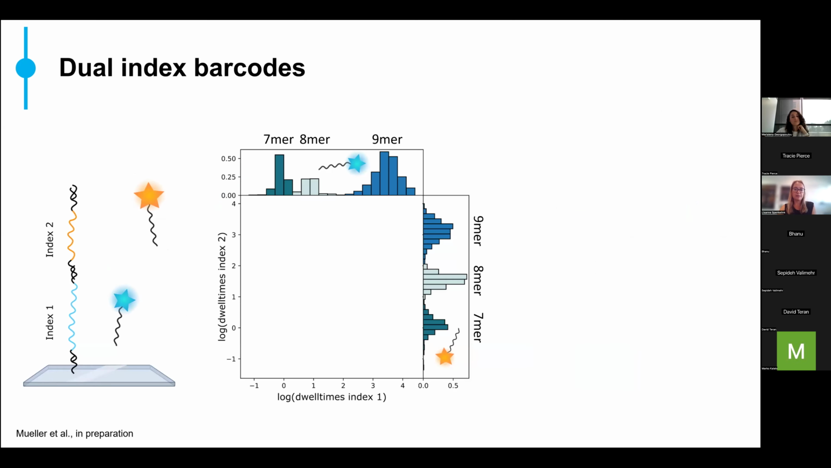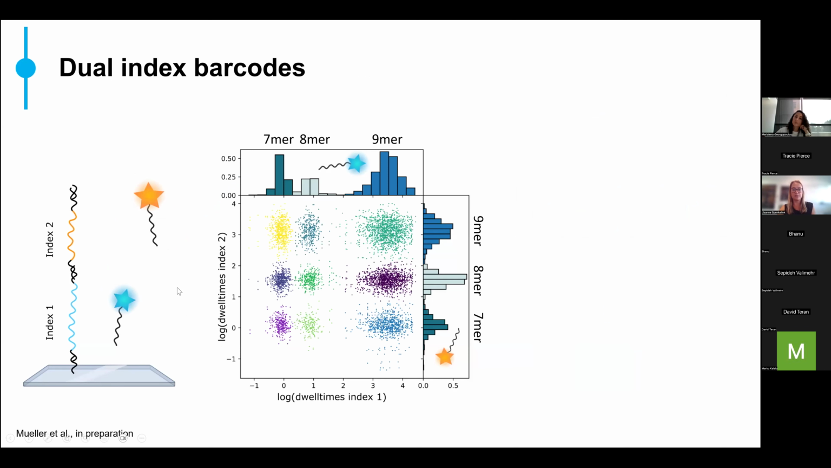So that was only just one example, a 9-mer, but we obviously have in this example 2 indexes present in this barcode. And what we can then do is set up this sort of alphabet, almost, of 9 different barcodes that we can read out. So for example, the population down here shown in purple has a 7-mer for index 1 and a 7-mer for index 2.